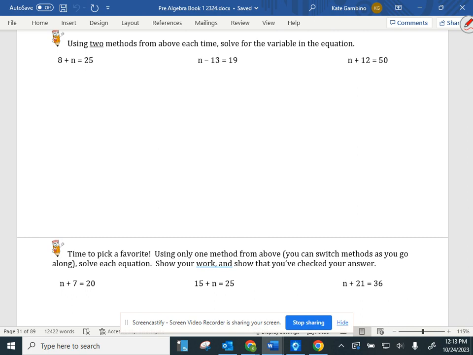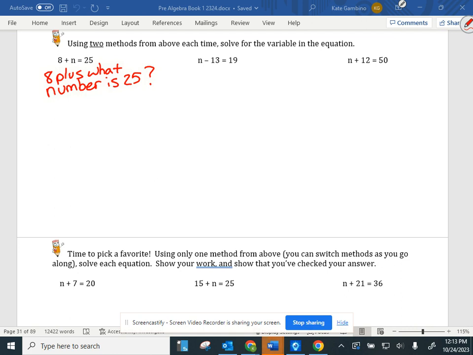What would be my logic question? How would I write that as a question, Madden? 8 plus what number equals 25? 8 plus what number is 25?